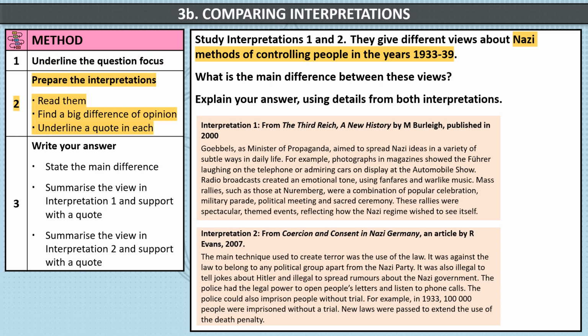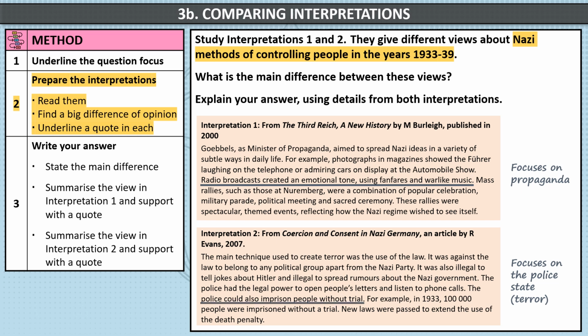Next, I prepare the interpretations by reading them, looking for a big difference of opinion. Now, we're not looking for a tiny detail here. The interpretations will disagree about something big or have a different focus altogether. In this case, I've noticed that interpretation 1 is focused on propaganda. I'll need a quote to prove that. I'll take this one about radio propaganda. On the other hand, interpretation 2 is more focused on the police state. I'll take this quote about people being imprisoned without trial.